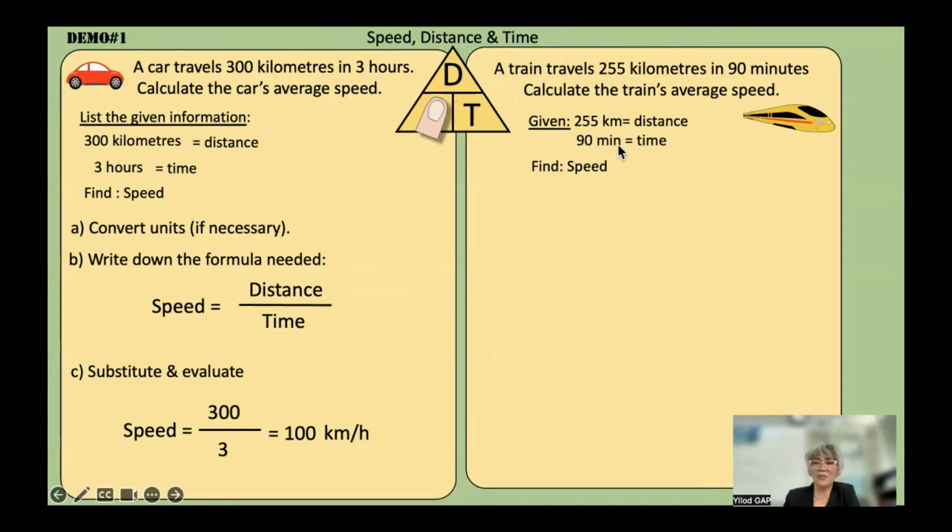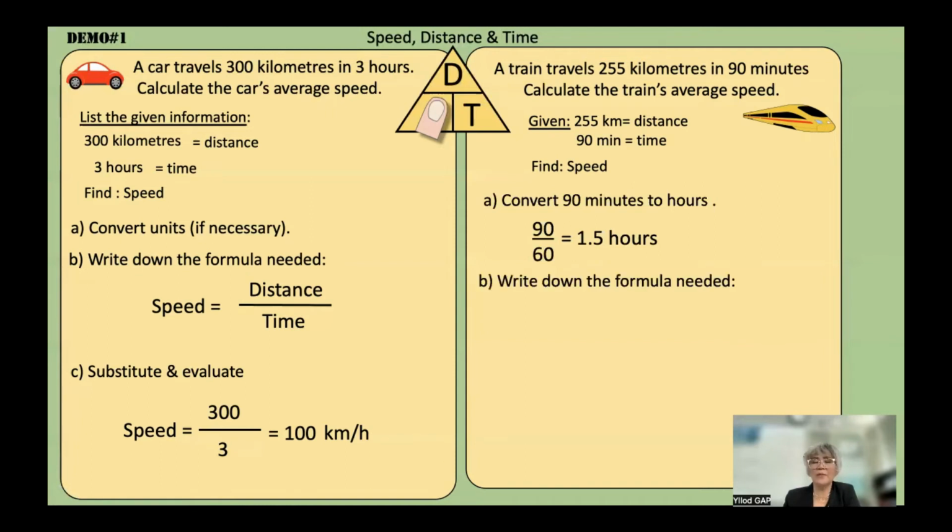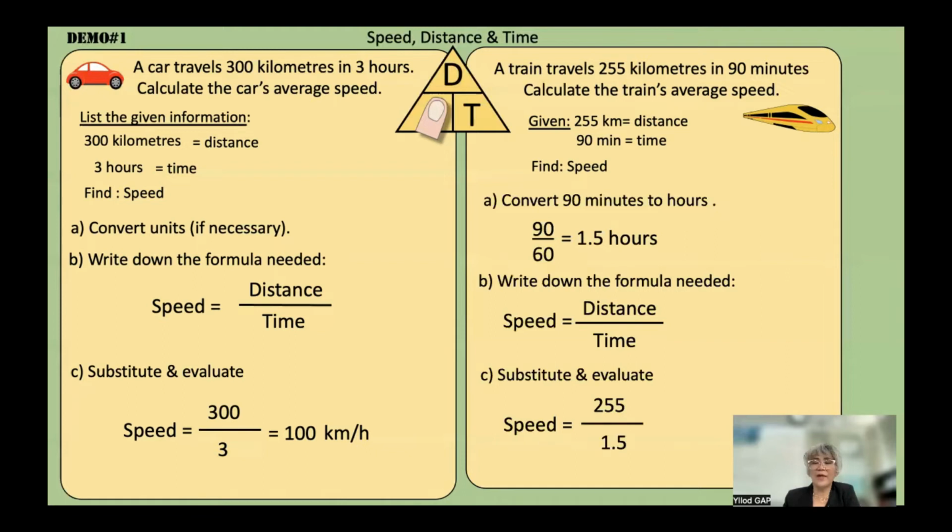Therefore, we need to change this into hours, okay? So convert 90 minutes to hours, and we can do that by dividing it by 60. And so we have 1.5 hours for that time. Now we're ready to write down the formula, and then we're going to substitute and evaluate. So you have that, and so 170 kilometers per hour.